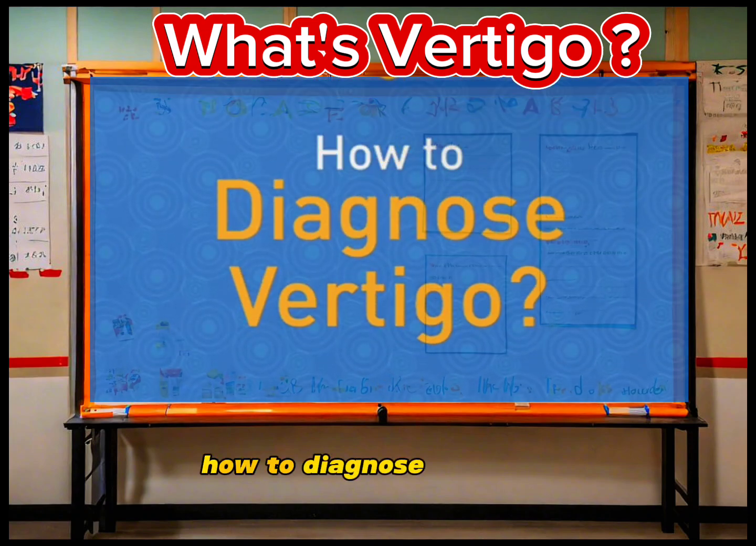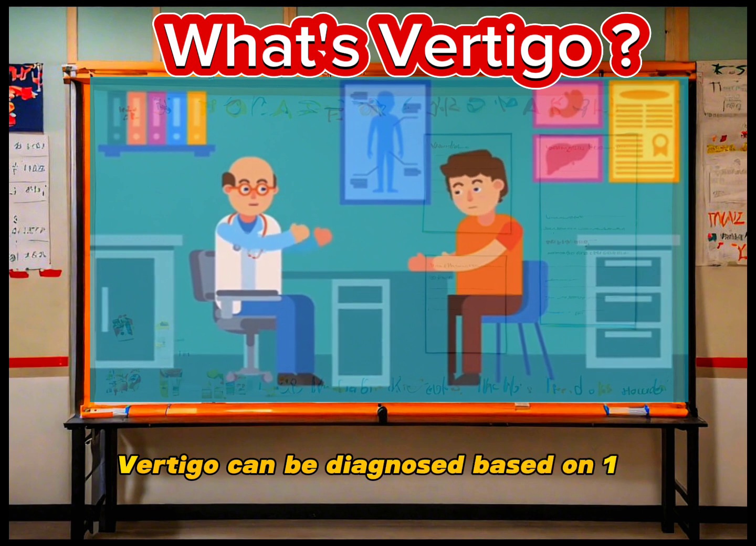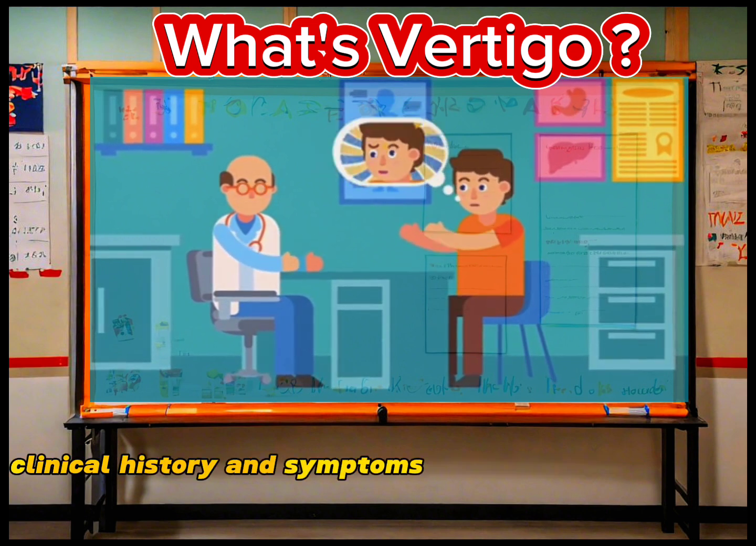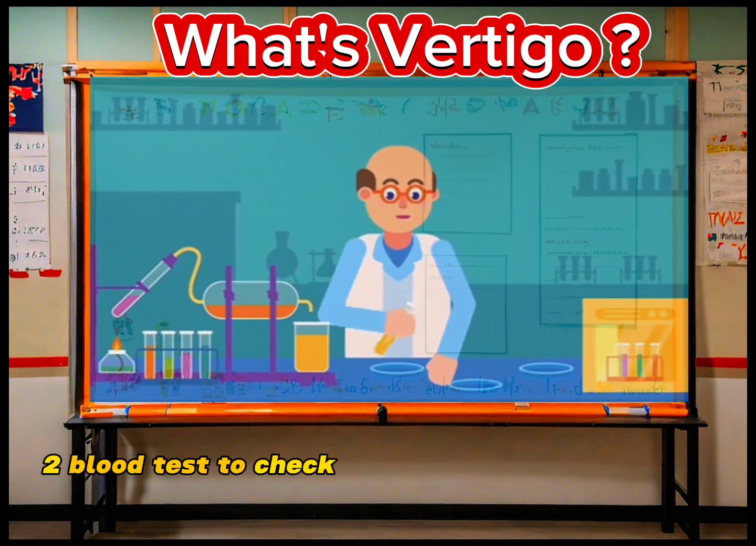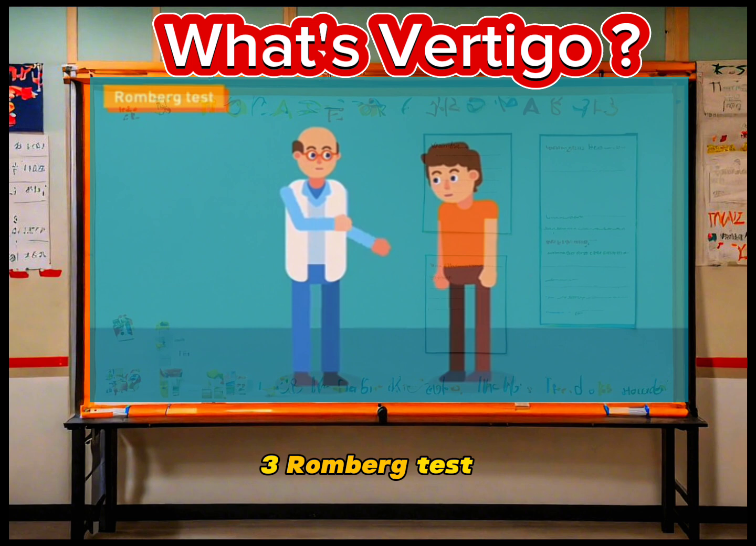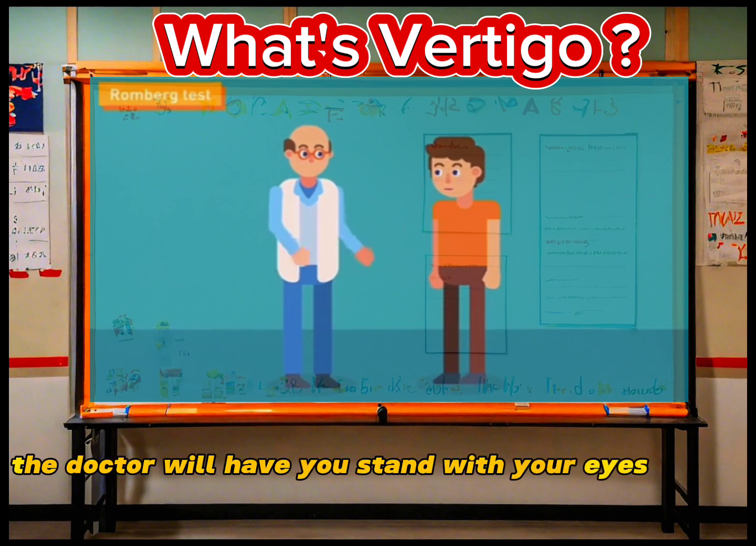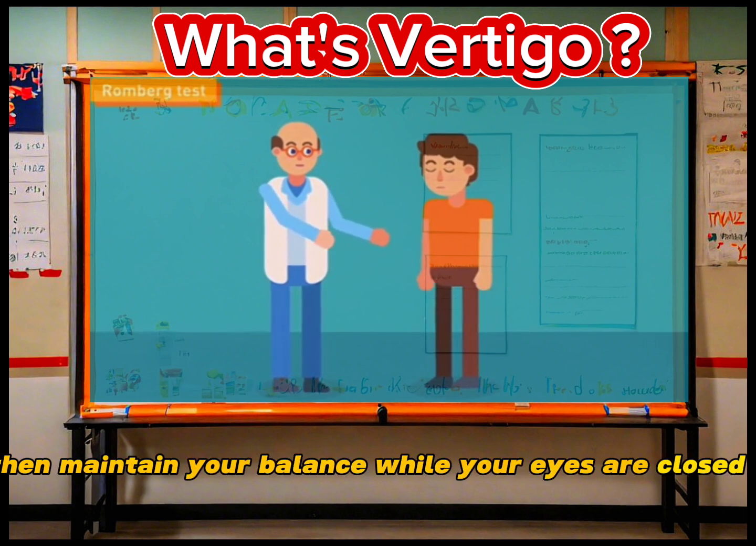How to diagnose vertigo? Vertigo can be diagnosed based on: 1. Clinical history and symptoms being told by the patient. 2. Blood test to check for presence of infection. 3. Romberg test. The doctor will have you stand with your eyes open and feet together, then maintain your balance while your eyes are closed.